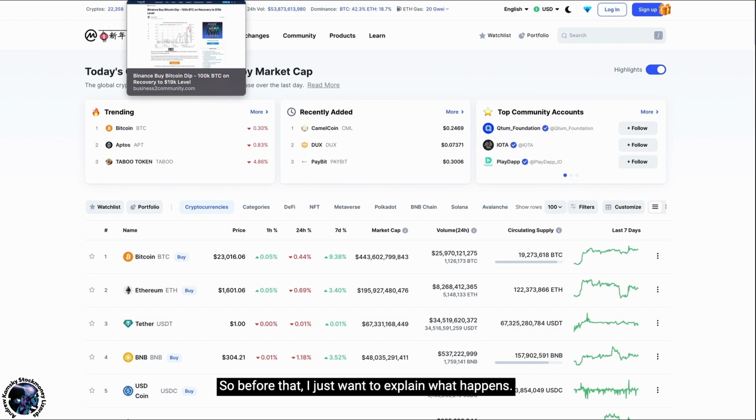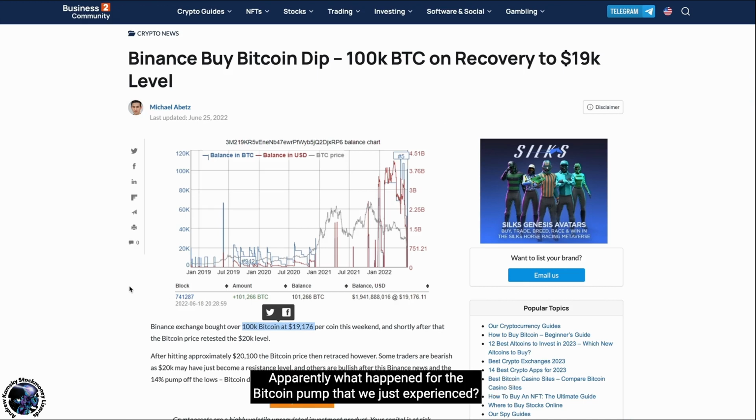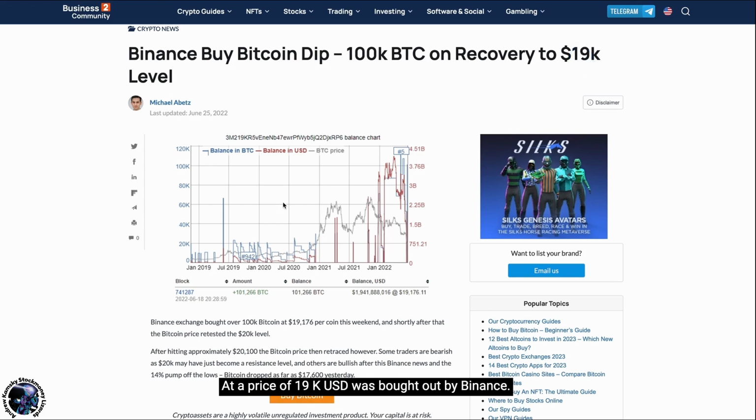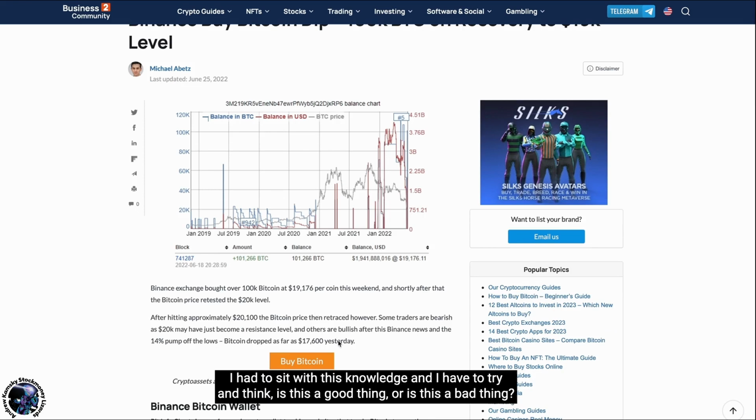Okay, cool. So before that, I just want to explain what apparently happened for the Bitcoin pump that we just experienced. Essentially, what is being reported is that 100,000 Bitcoin at a price of 19k USD was bought up by Binance.